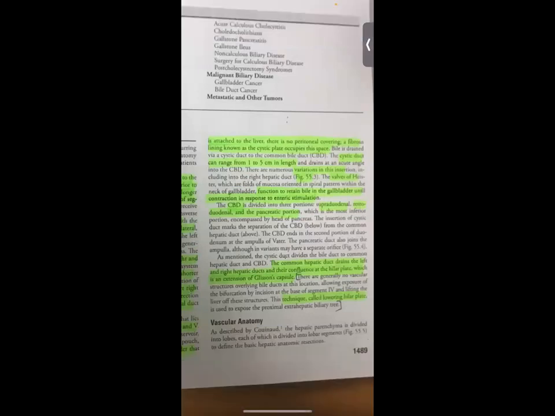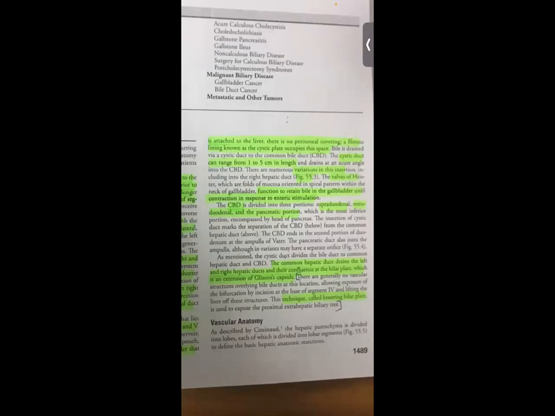Okay, so common hepatic duct. The confluence of the right and left hepatic ducts forming the common hepatic duct at the hilar plate is covered by an extension of Glisson's capsule. There are generally no vascular structures overlying the bile duct at this location. So this is a very important MCQ.